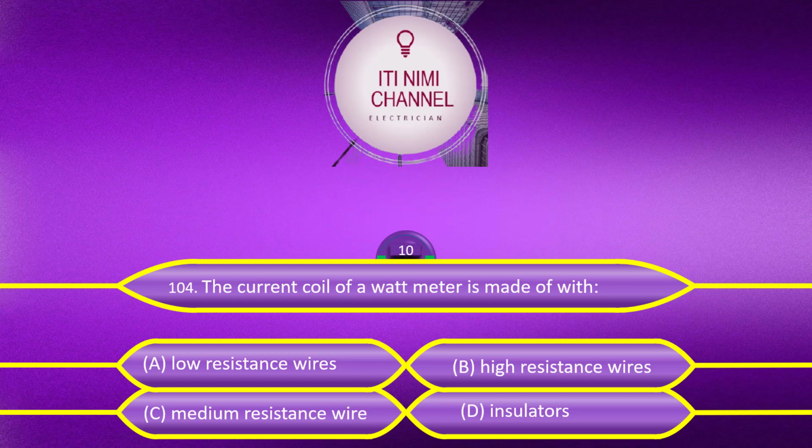The current coil of a wattmeter is made of with option A, low resistance wires, option B, high resistance wires, option C, medium resistance wires, option D, insulators. The answer is option A, low resistance wires.